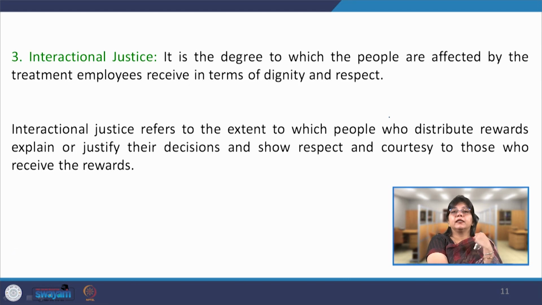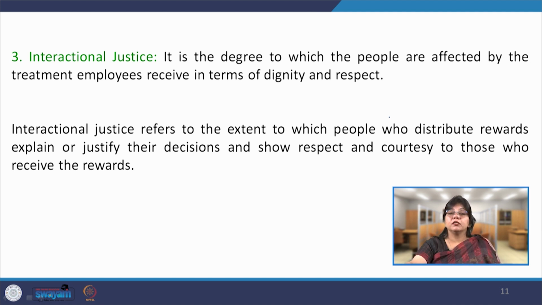And the other is interactional justice. It is the degree to which people are affected by the treatment employees receive in terms of dignity and respect. It is about the freedom that employees are given to voice their opinions, what kind of respect and dignity they maintain while sharing their opinions and ideas, to a certain extent that every piece of information is shared with the employees and employees feel that they are an important part, an essential part of the organization.